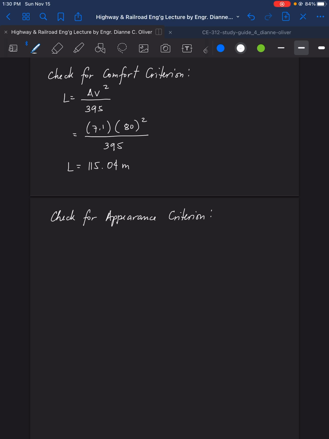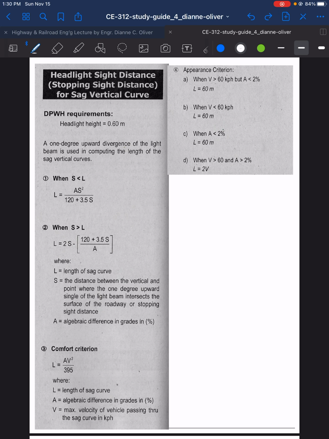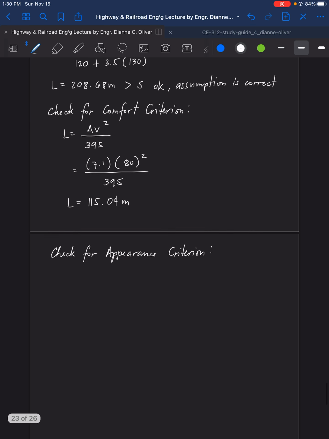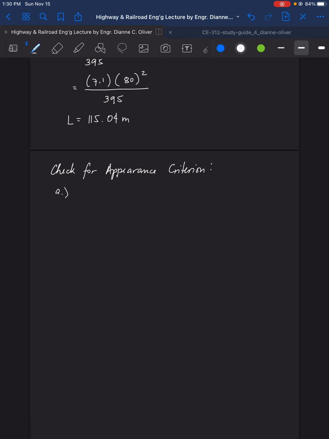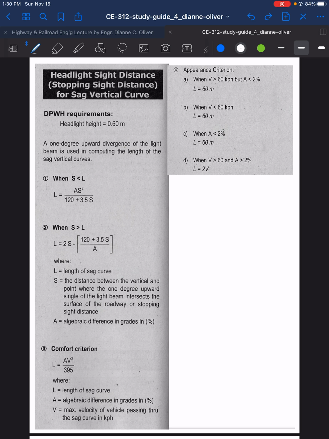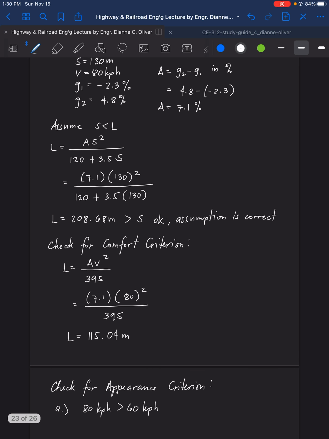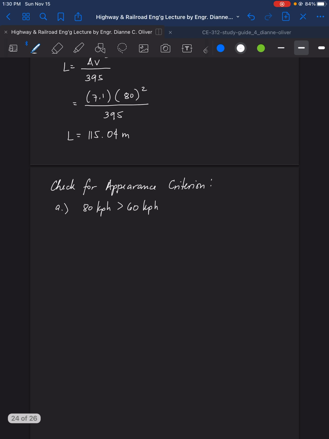Okay, for the appearance criterion, again, let's check for A. It says there, A is, design speed V is greater than 60. Now our design speed here is 80. So for A, we have 80 kph greater than 60 kilometers per hour. The next one says there, but A is less than 2%. In the problem, our A here is 7.1. So it does not satisfy the condition. So we will not be using A.